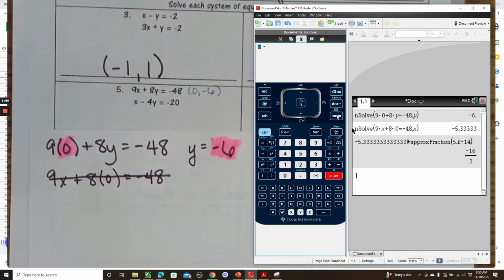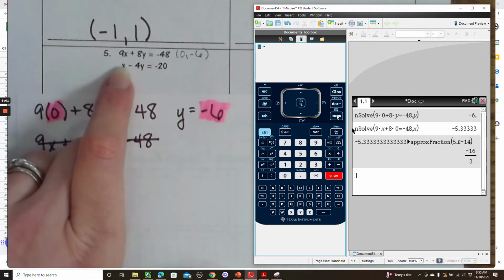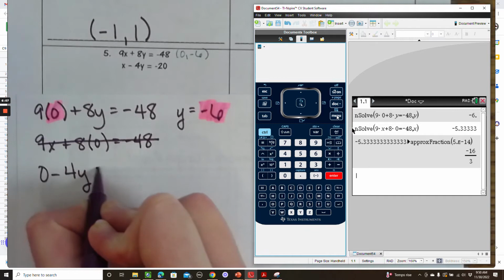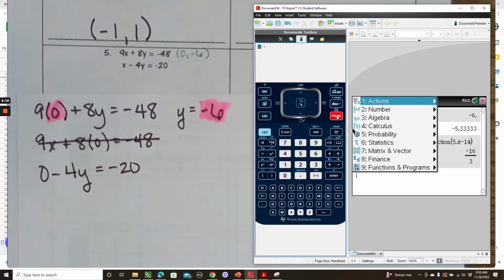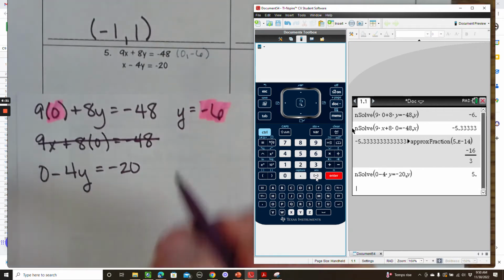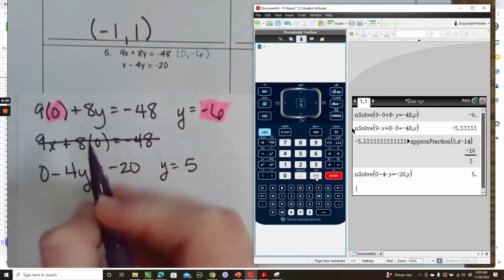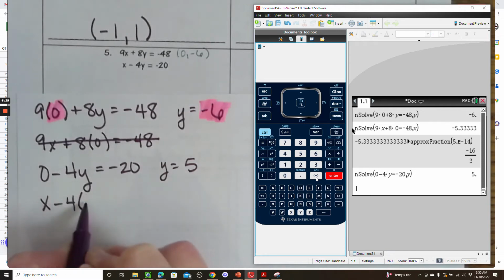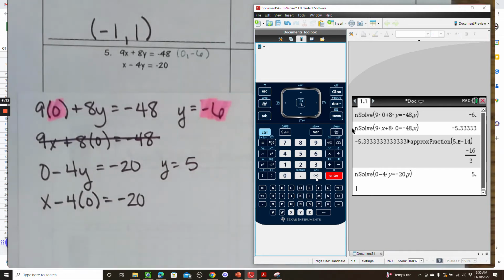There's not much else we can do. We can't graph it yet. We have to have 2 points. So I'm going to do the same thing for the second one. I'm going to swap the x out for a 0. 0 minus 4y equals negative 20, and then I'm going to solve it, comma y. I get a 5, so y equals 5. Then I'm going to swap the y out with a 0. So x minus 4, instead of that y, I put a 0, and then menu 3, 1.